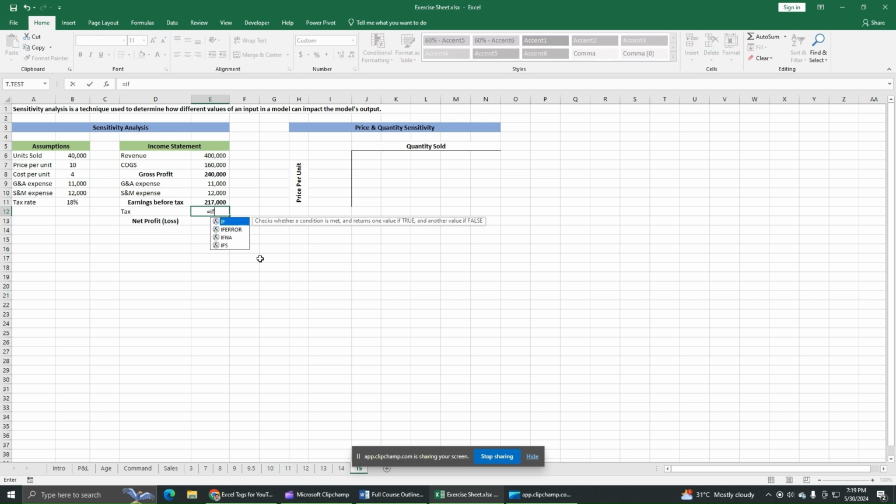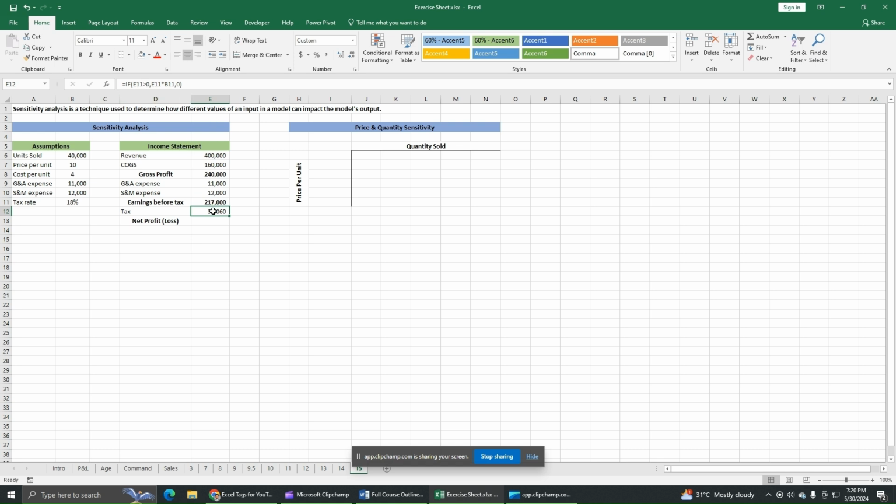We can use IF: if the value of this cell is more than 0, in that case the value of this cell into 18%, else, that is comma, there will be no tax, closing bracket. I hope you understood the formula. Here I'm telling this again.